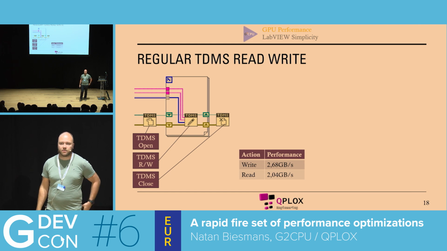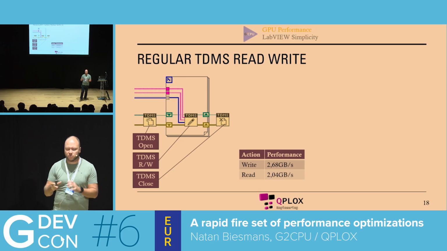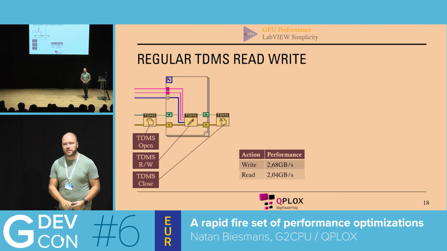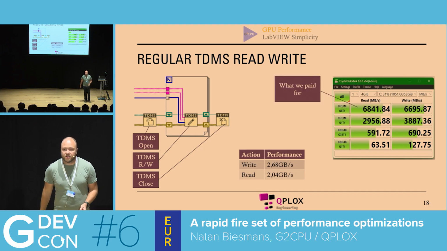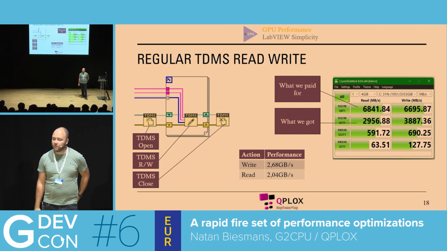On the system where I was tweaking the package sizes, really trying to figure out how I can optimize this absolutely for throughput, I got up to about 2.7 gigabytes per second and a read speed of 2 gigabytes per second. Going back to our synthetic benchmark, this is what we paid for, and this is what we got.